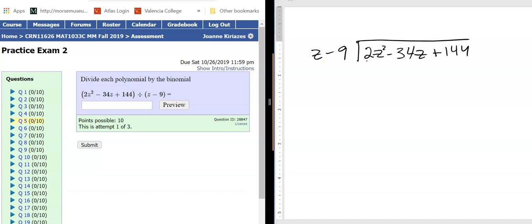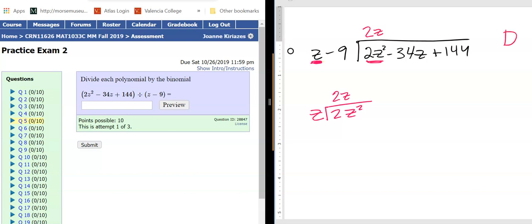Now, what I'm going to do is I'm only going to look at the first term of each. And I'm going to say, if I were to think of it this way, to ignore everything else, what times z will give me 2z squared? Well, that's going to be 2z. I put that here. Okay?